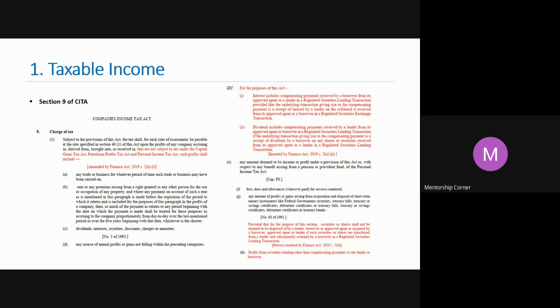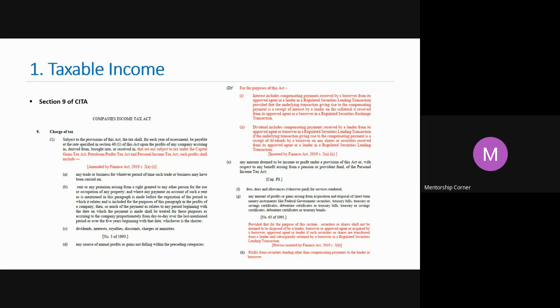I don't want to read everything to you, but I want you to know that these are the taxable incomes that you can subject to CIT. Looking at 1(a), it says any trade or business, for whatever period of time such trade or business may have been carried on. So if you do a trade or business in Nigeria, irrespective of the period that the trade has been carried on, you are expected to subject such to your corporate income tax, especially when it is a corporate entity. It is part of your taxable income.